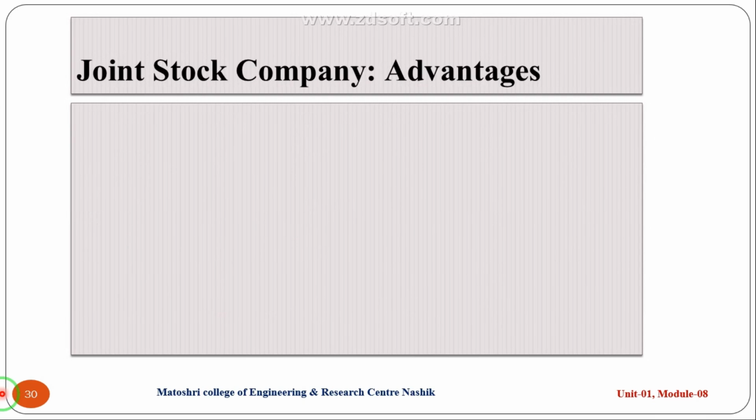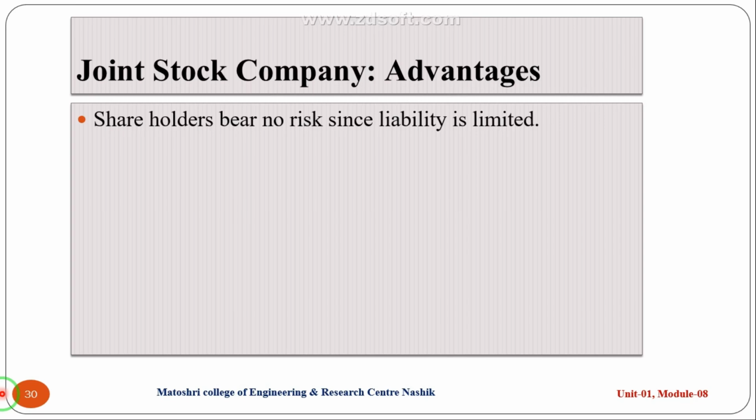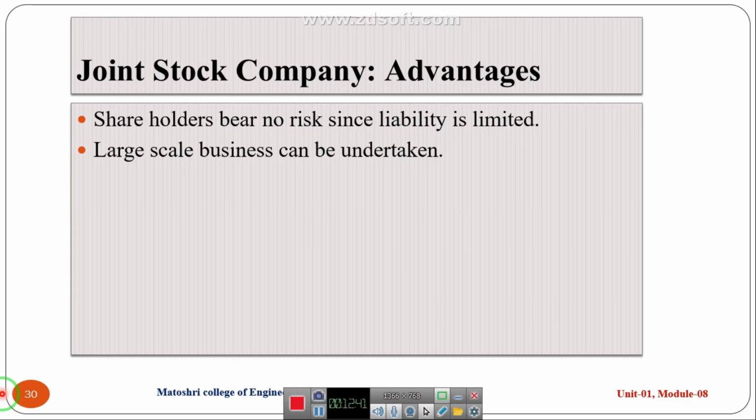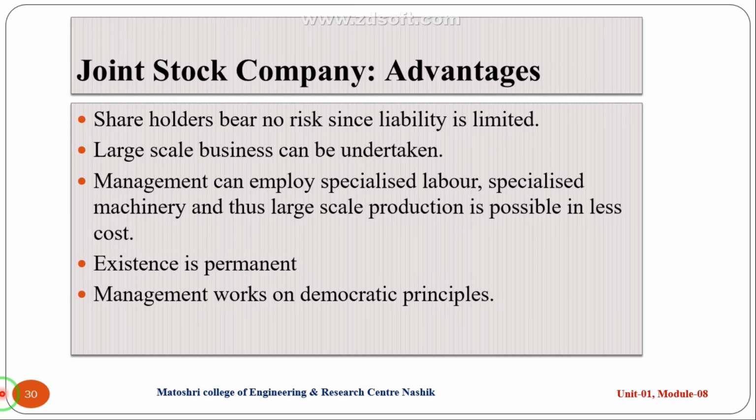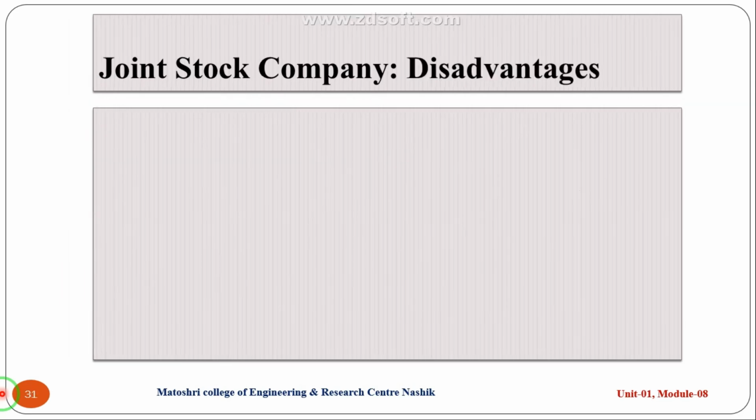Now, what are the advantages of this joint stock company? Shareholders bear no risk since liability is limited. Large scale business can be undertaken. Management can employ specialized labor and specialized machinery, and thus large scale production is possible at less cost. Existence is permanent. Management works on democratic principle.